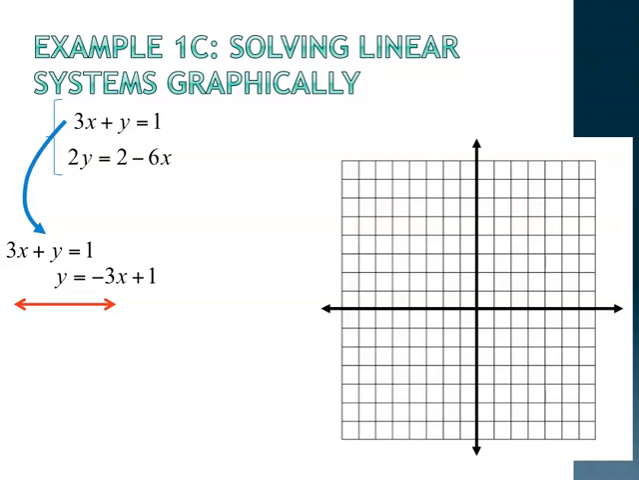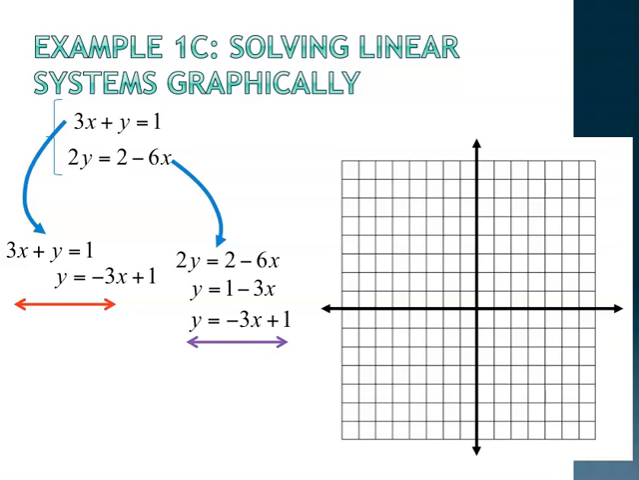The second equation there, it looks like we can divide everything by 2 to get the y by itself. So I have y equals 1 minus 3x. Now if I wanted it to be in y equals mx plus b form, I would need to switch the 3x and the 1. So now I have negative 3x plus 1. Now if you'll notice, we actually have the exact same equation. They were just written in different forms.